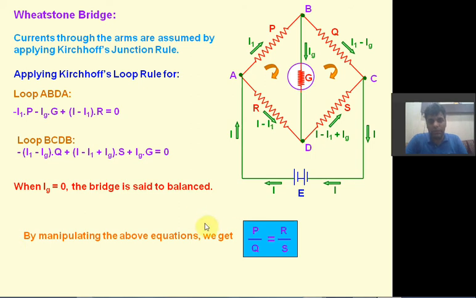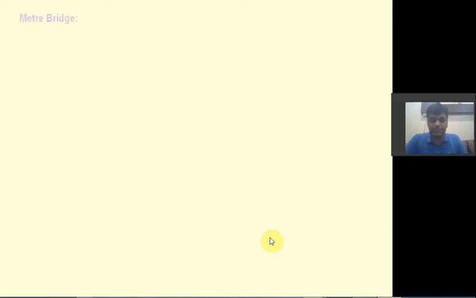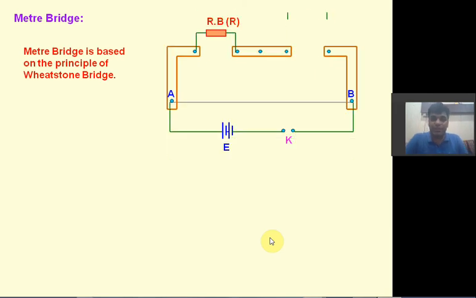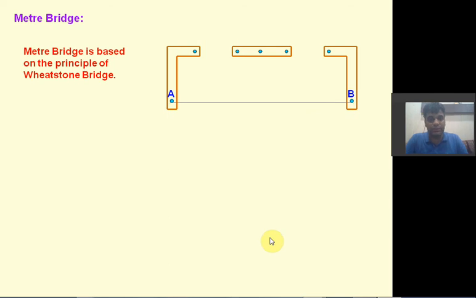So this will give you the principle of the Wheatstone bridge. If we have any four resistances and one resistance is unknown, then with the help of the Wheatstone bridge principle, we can find out that unknown resistance. Now we come to the meter bridge. Meter bridge is based on the Wheatstone principle. Basically this principle is applied to this meter bridge.